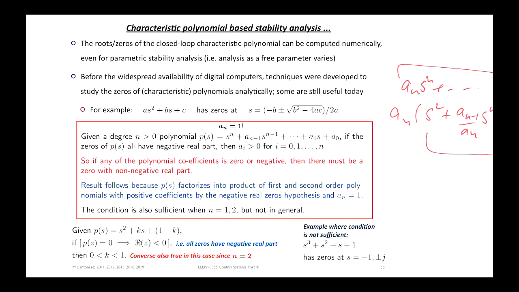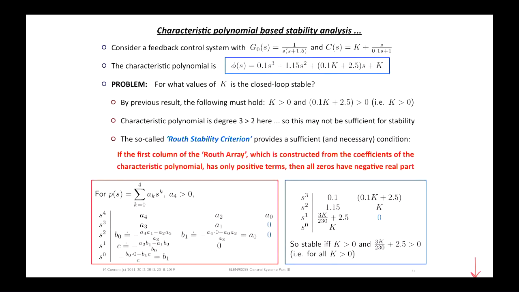Okay? So these are just little results that help you understand the stability of a closed loop system by looking at the zeros of the so-called characteristic polynomial. All right? So tomorrow we'll start looking at some other tools for assessing where the zeros of the characteristic polynomial lie in the complex plane.